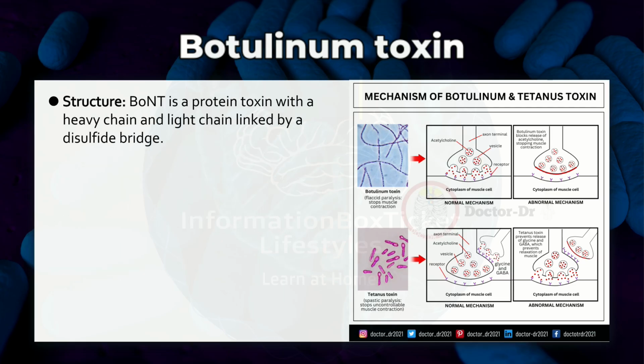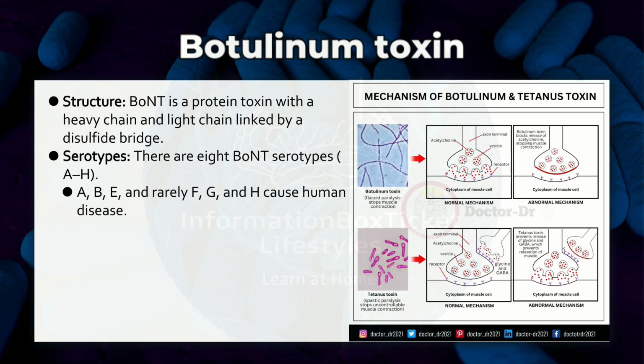Structure: botulinum neurotoxin is a protein toxin with a heavy chain and light chain linked by a disulfide bridge. Serotypes: there are 8 botulinum neurotoxin serotypes, A to H. A, B, E, and rarely F, G, and H cause human disease. Type A is the most potent, followed by botulinum neurotoxin B.